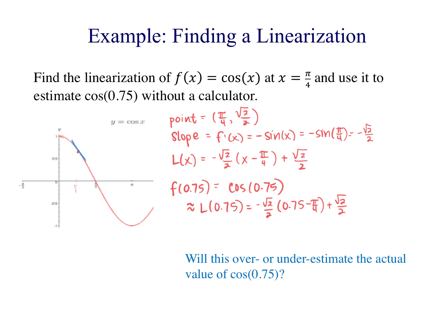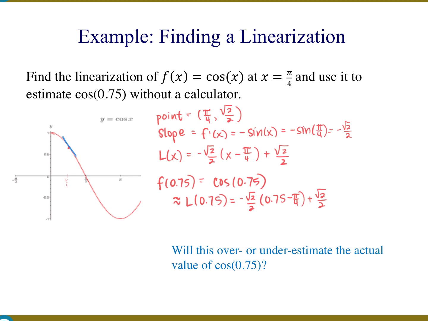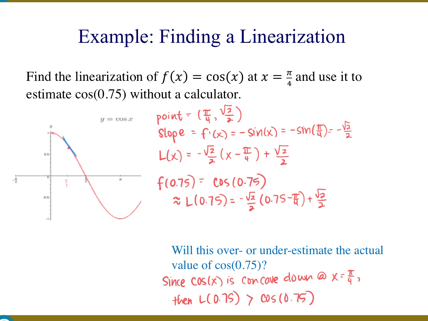Won't be exact though. And so the question is, will it over or underestimate the actual value? And so we focus on the concavity. So since cosine of x is concave down at x equals pi fourths, then the linearization of 0.75 is always going to be more than the actual value of 0.75 based on the concavity and the position of the linearization or the tangent line.